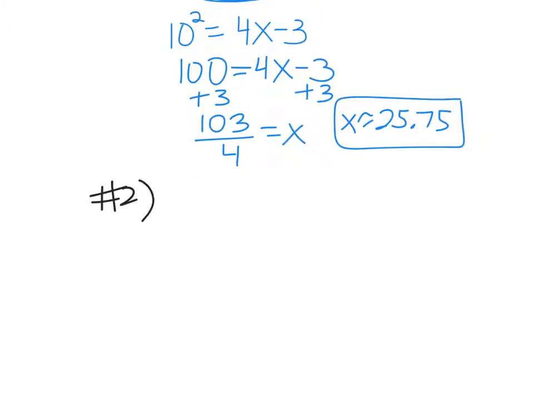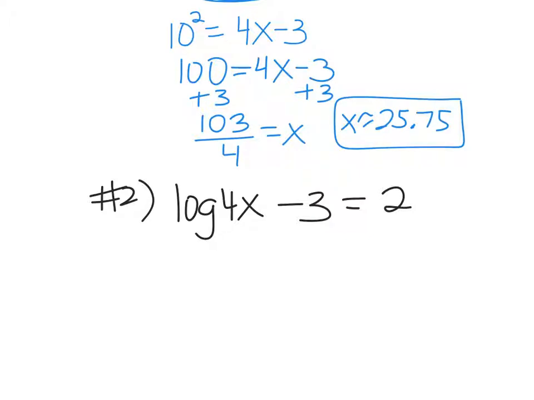Now, this one's going to look a lot like the last one. Log 4x minus 3 equals 2. Okay, this one is missing those parentheses. So really, it's the log of 4x and then minus 3 equals 2.